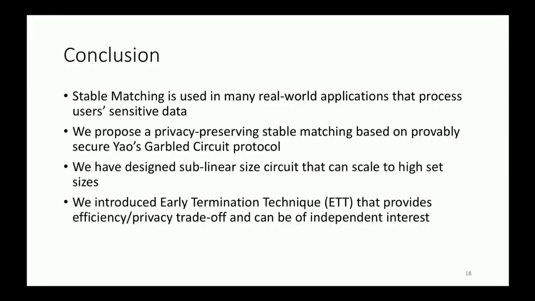So in conclusion, we have studied the problem of secure stable matching, and in particular, we have introduced a sublinear size circuit for this task for the first time. And also we have introduced the early termination technique, which can significantly reduce the execution time of the GC protocol for any iterative-based algorithm, and has already been adopted in security products.